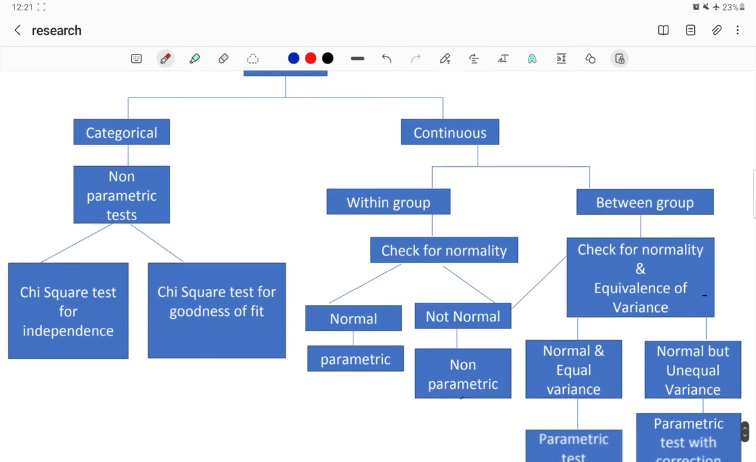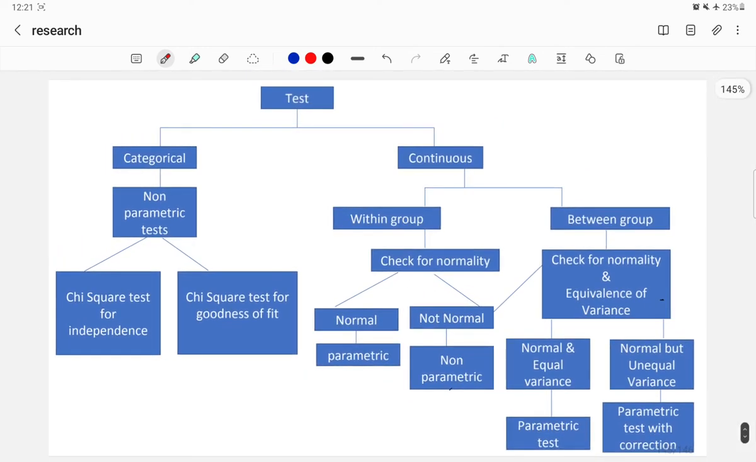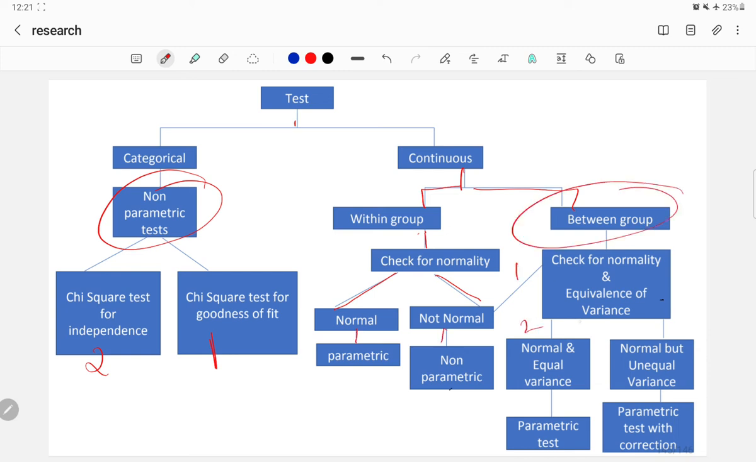This is the table just to simplify these things. I'll make it small. The tests are organised by variable type: categorical only has the non-parametric chi-square test, independence with two variables and goodness of fit with one variable. For continuous, there is within and between group. Within group, first we check normality: if it's normal, parametric; if not normal, non-parametric. Between group there are three conditions.